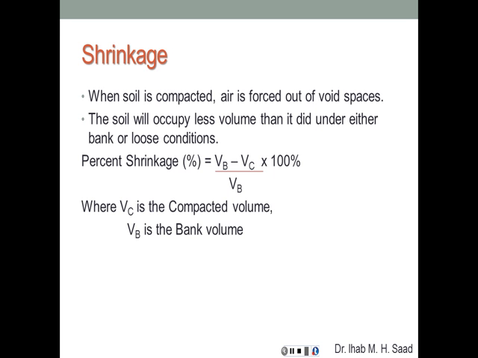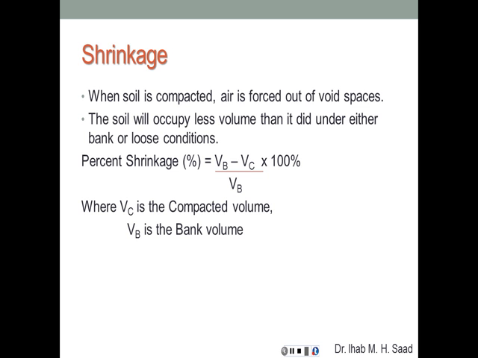The opposite of the swell is shrinkage. When does shrinkage happen? It happens when we compact the soil, when we intentionally try to get rid of some of the voids in that soil. So when the soil is compacted, air is forced out of the void spaces. The soil will occupy less volume than it did under either bank or loose conditions, and the percent shrinkage is going to be equal to the bank volume, minus the compacted volume, which is after compaction, divided by the bank volume. Our datum is going to be the bank volume, the one that we measure to, times 100%, where VC is the compacted volume and VB is the bank volume.